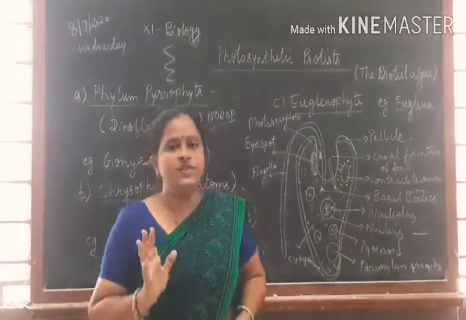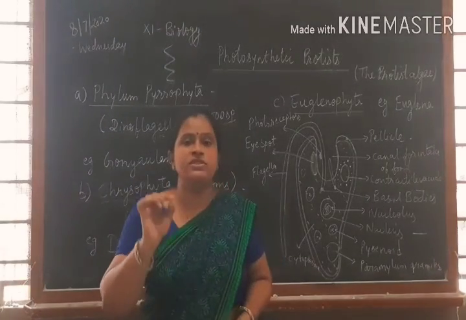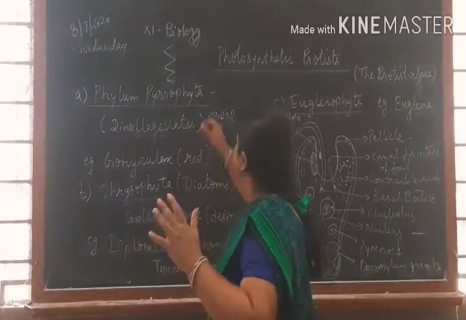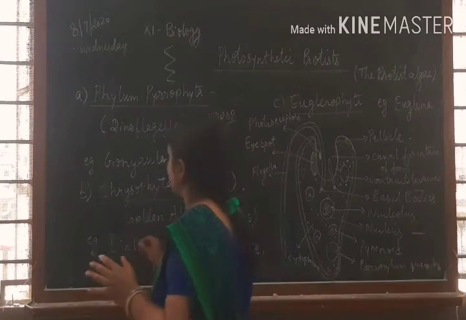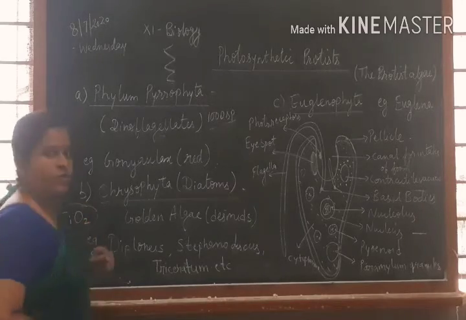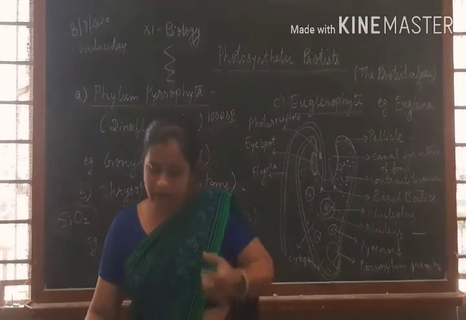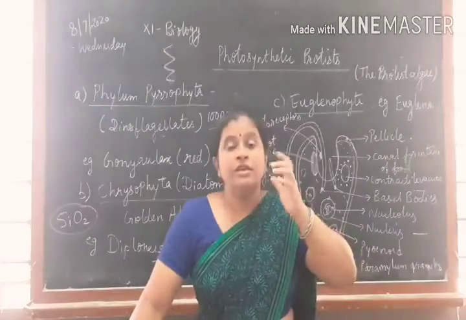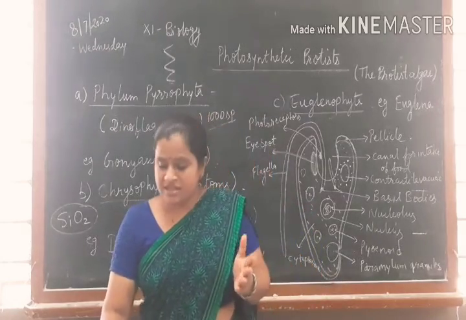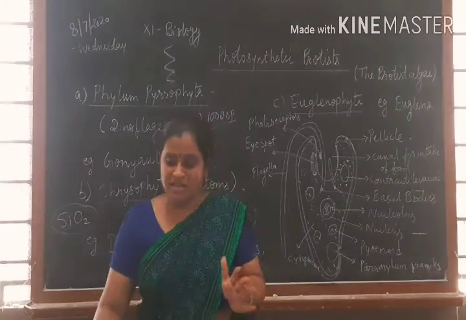One very important feature I am telling you now: their wall has deposits of silicon dioxide. Remember that their wall has deposits of silicon dioxide. So this is the peculiar feature, that their cell wall has silicon dioxide. And another very important thing is that silicon dioxide is indestructible in nature.